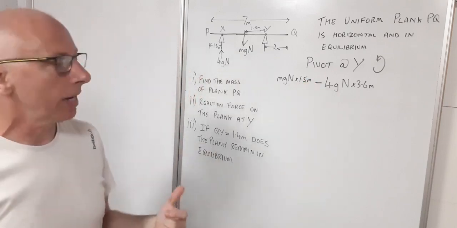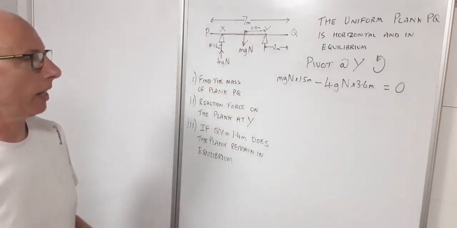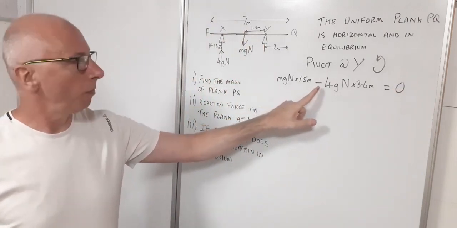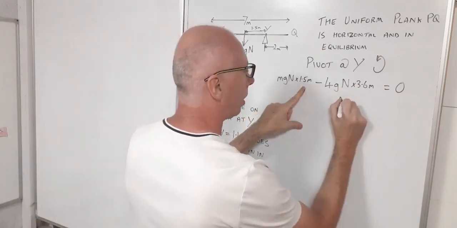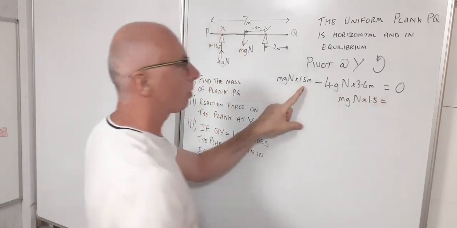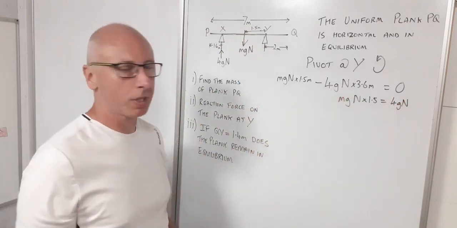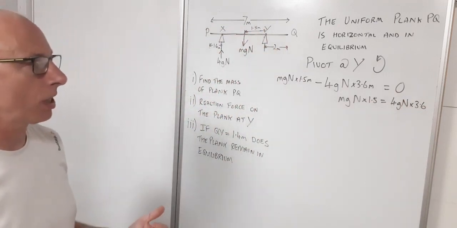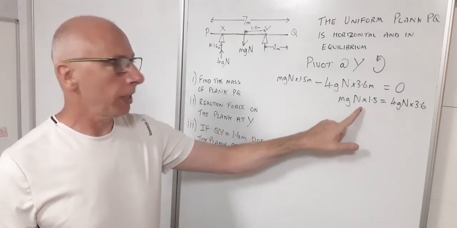Okay, now as it's in equilibrium, the forces are equal, so therefore it equals 0. So now I can rearrange this equation to get the minus value on the other side. So I can have mg newtons times 1.5, and that equals 4g newtons times 3.6. Okay, so I don't need to put the meters in there for the moment because newton meters is its standard value anyway. So okay, what do I need to do now?